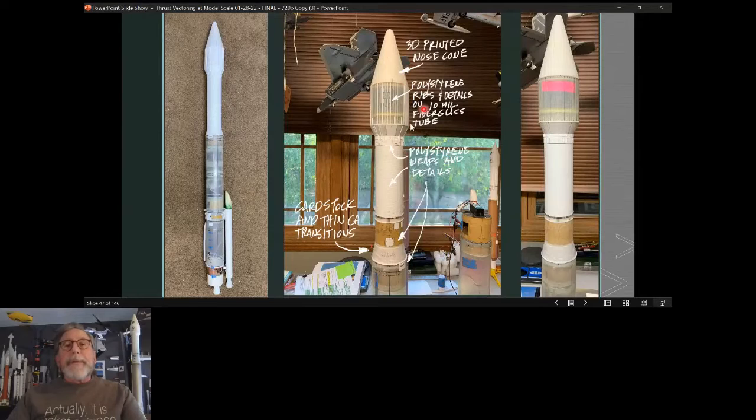Some of the details I used polystyrene rib strips like Evergreen or Plastruct. That was quite a chore to mark those ribs and glue them on. I used some wraps. That is also some Evergreen plastic for the spray-on insulation on the Centaur stage.